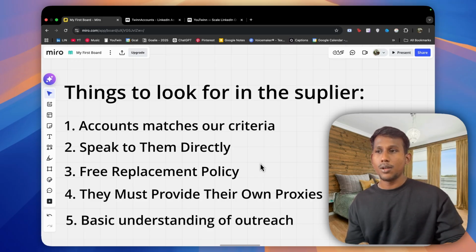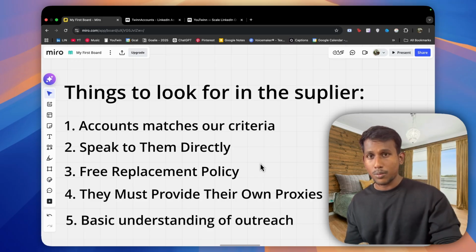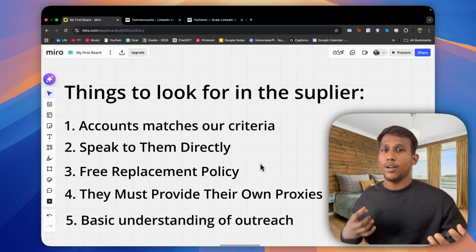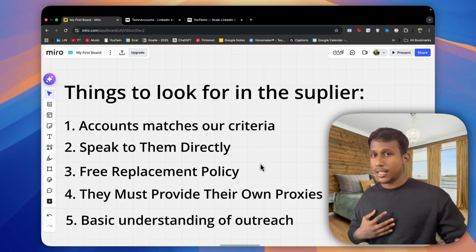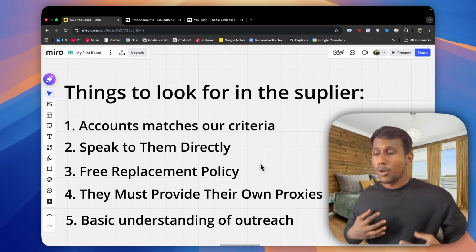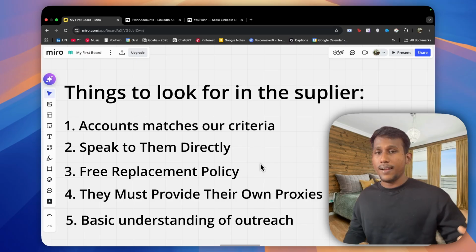They should be able to log the accounts into your automation tool. They should be able to manage it and they should have that basic understanding of how to do certain things. They should have an understanding of the proxies. They should have an understanding of the existing automation tools out there. They should know everything that goes behind a LinkedIn outreach system. In that way, they can easily help you out.